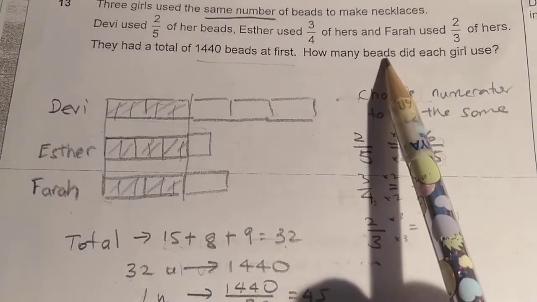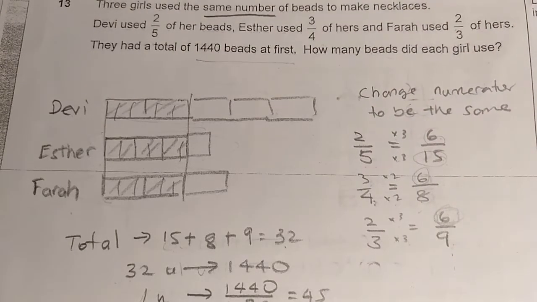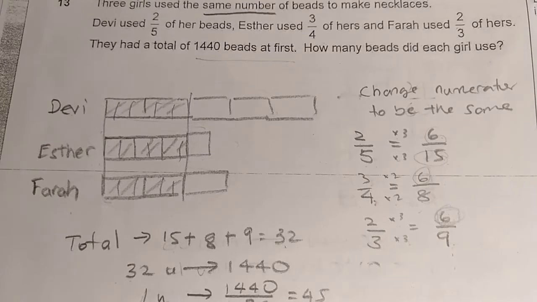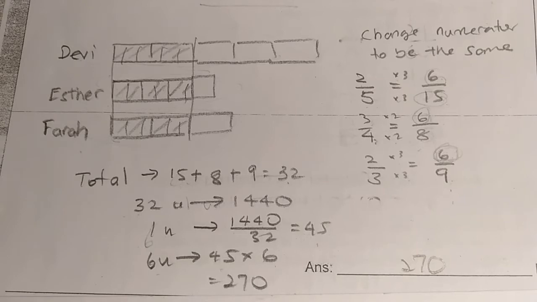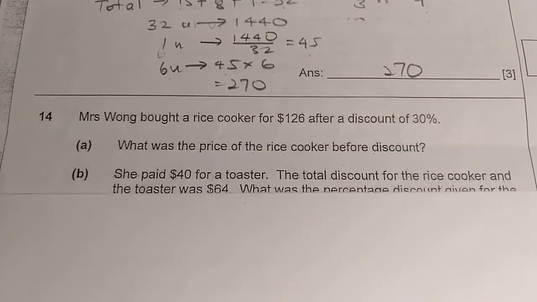So how many beads did each girl use? Each girl used 6 parts of the beads. So I multiply 45 by 6 and I get 270. Right, and that's the answer for question 13. Let's go to question 14.